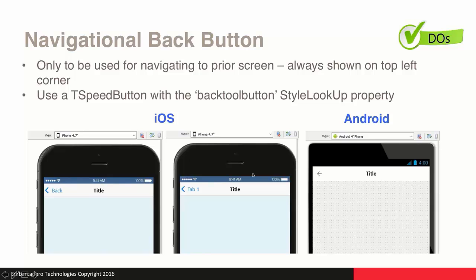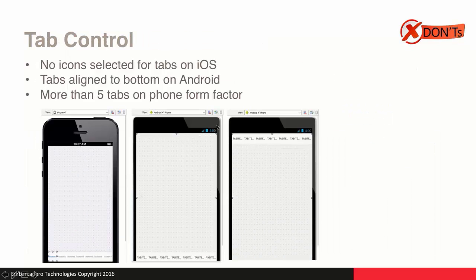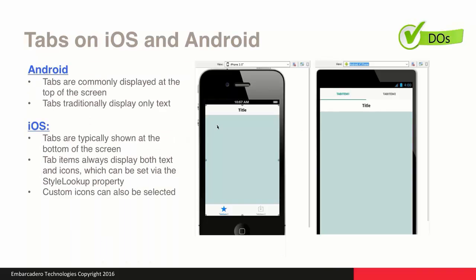That's the standard style. Now here are some don'ts for using the tab control. No icons selected for tabs on iOS. As you can see in the first screenshot here, it's really important that tabs on iOS use iconography. On Android, they should never be aligned to the bottom. The default alignment for tabs is on the top. And you shouldn't have more than 5 tabs on a phone form factor. So as you can see here, tabs are commonly displayed at the top of the screen on Android, and they're traditionally displayed only with text.